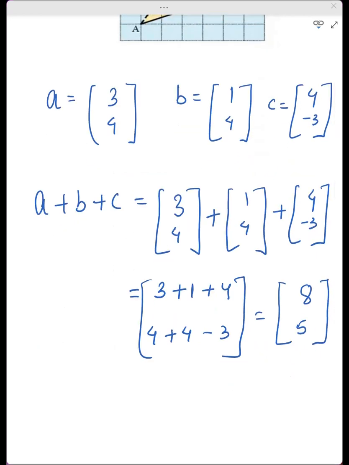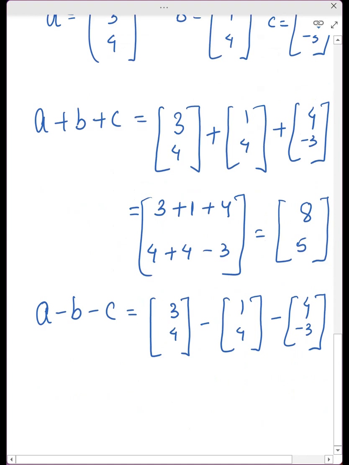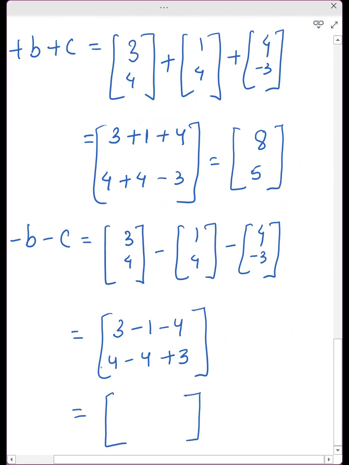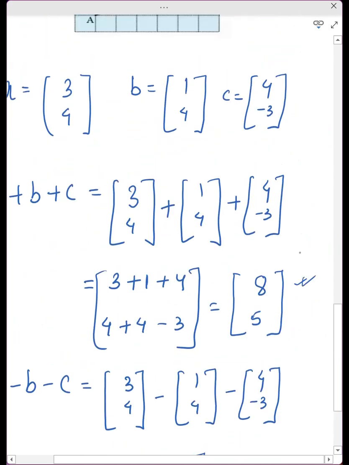Let's perform one more thing. Suppose we need to perform A minus B minus C. So that time it will be (3, 4) minus (1, 4) minus (4, -3). The numbers will be 3 minus 1 minus 4, and 4 minus 4. Now this negative becomes plus. Careful about the sign convention. And then 3 minus 1 minus 4 is -2, and this is 3. So in this way, you can find the addition and the subtraction of vectors by using the vector notation.